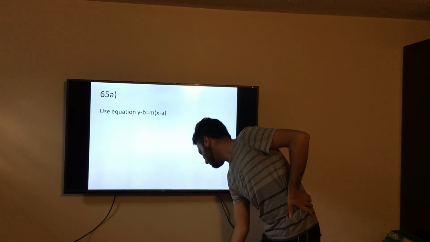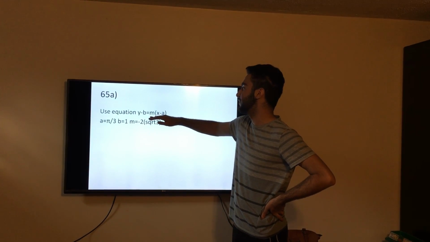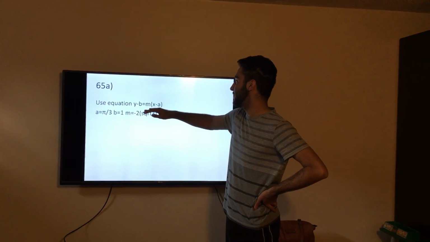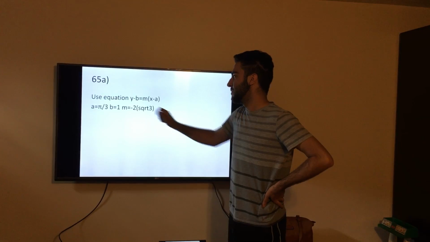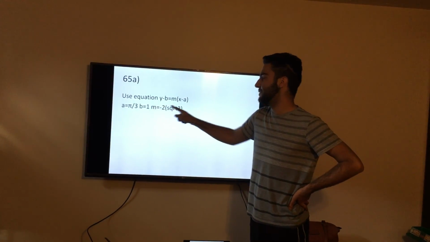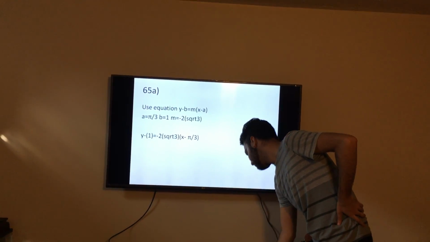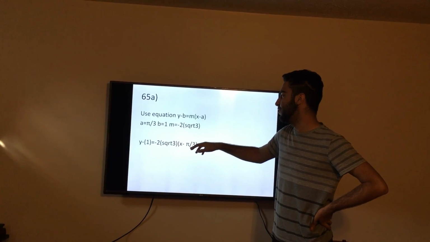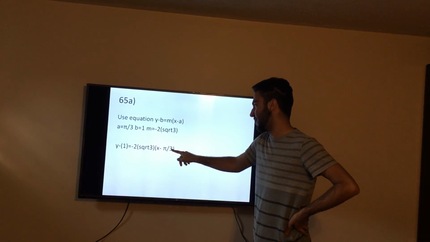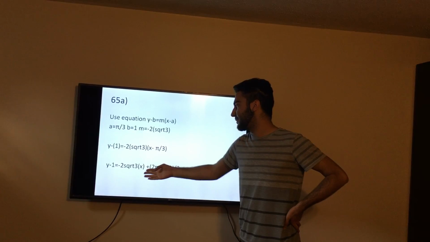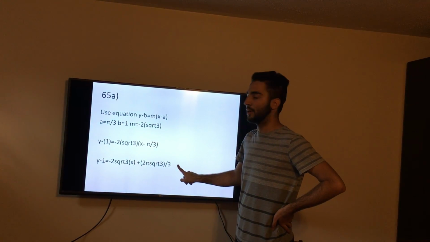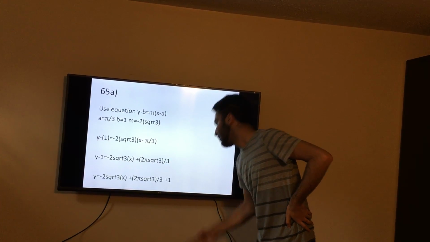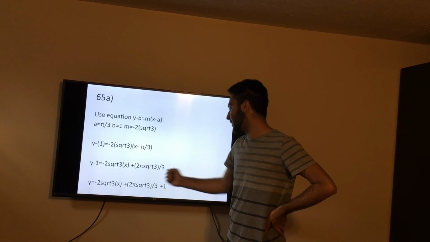If you put that in, this is the tangent line equation, which is y minus b is equal to m times x minus a. Here a is pi by 3, b is 1, and m is negative 2 square root of 3. If you input that in, it'll look like this. If you open up the brackets, x minus pi by 3, it'll look like this. All we have to do now is move the negative 1 to this side, and we'll get our equation of the tangent line. This is our equation of the tangent line.